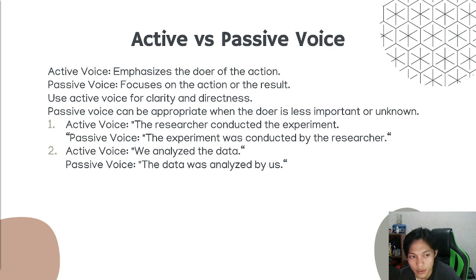So use active voice for clarity and directness. You have to use it when you're being direct. And the passive voice, you need to use it when the doer is less important or unknown. For example, here there's one: the researcher conducted the experiment, and the passive one is: the experiment was conducted by the researcher.